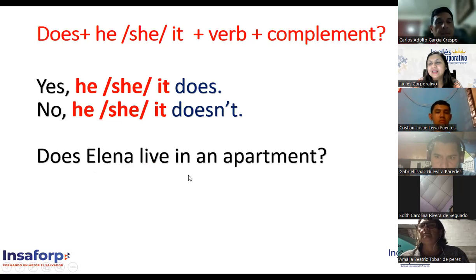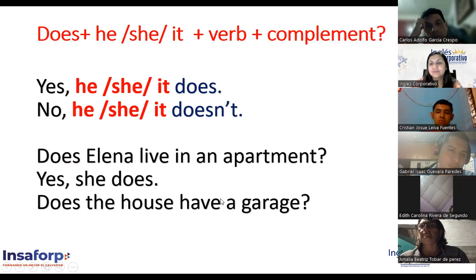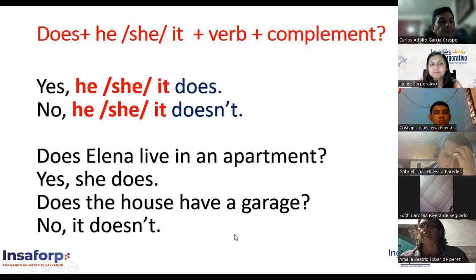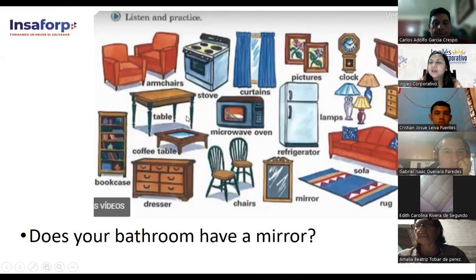Does Elena live in an apartment? Yes, she does. Does the house have a garage? No, it doesn't. Okay. You have to park your car on the street, right? Because the house doesn't have a garage. So this is a review for yes/no questions and short answers. Now, guys, over here we have again more parts of the house, more objects.